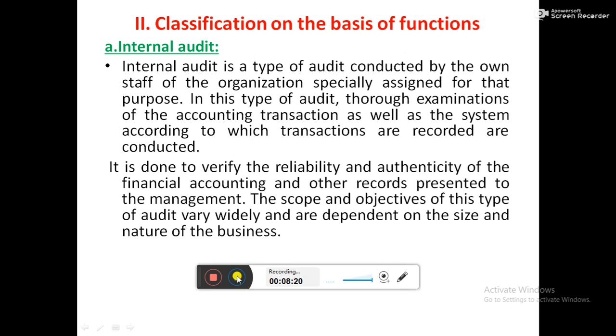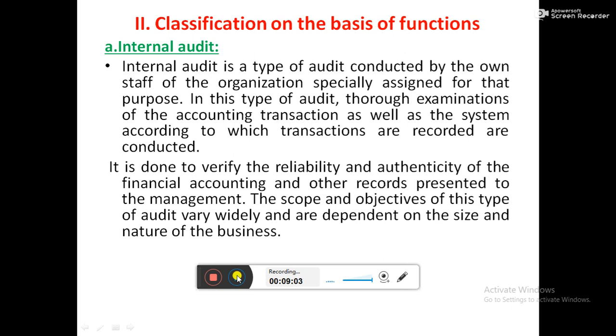Internal audit is a type of audit conducted by the own staff of the organization, specially assigned for that purpose. In this type of audit, thorough examinations of the accounting transactions as well as the system according to which transactions are recorded or conducted are done. It is done to verify the reliability and authenticity of the financial accounting and other records presented to the management. The scope and objectives of this type of audit vary widely and are dependent on the size and nature of the business.